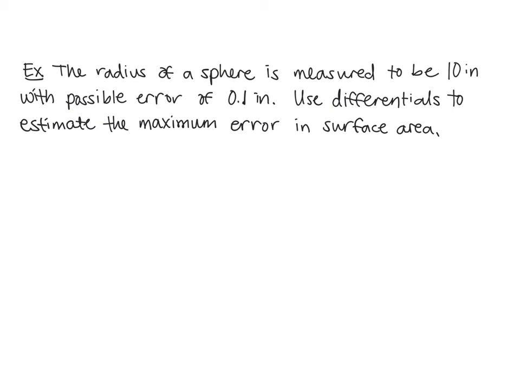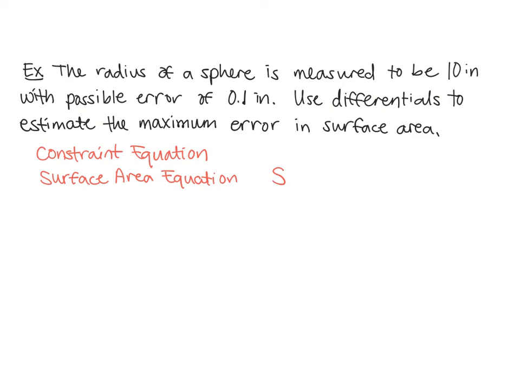So again, we have to come up with our constraint equation. Our constraint equation is going to be the surface area equation. So perhaps you forget what the surface area is for a sphere. However, you can just Google it. I will not require you to know the equation for surface area on the exam. So if you Google surface area of a sphere, we have the surface area equals 4 pi r squared.